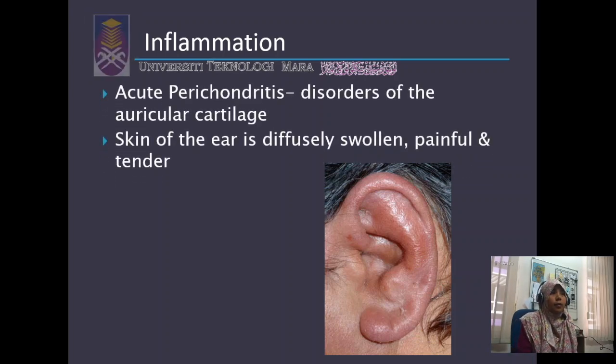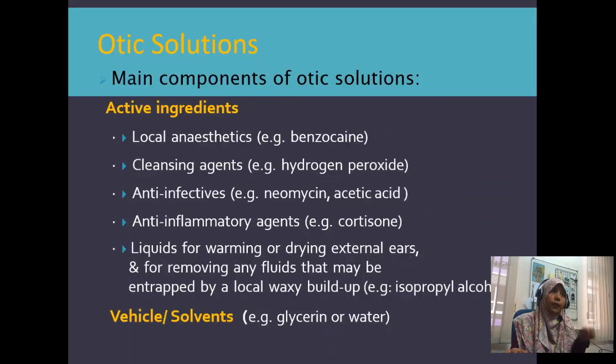Okay, this is what we call acute perichondritis, a disorder of the auricular cartilage. So meaning the cartilage is inflamed. The skin of the ear is diffusely swollen, painful and tender. So usually it looks red and it's also hot over there.